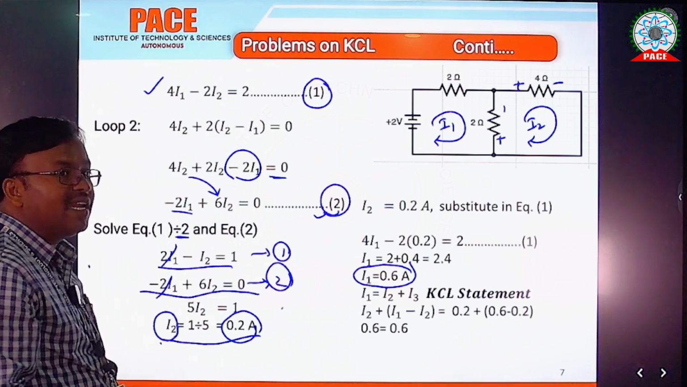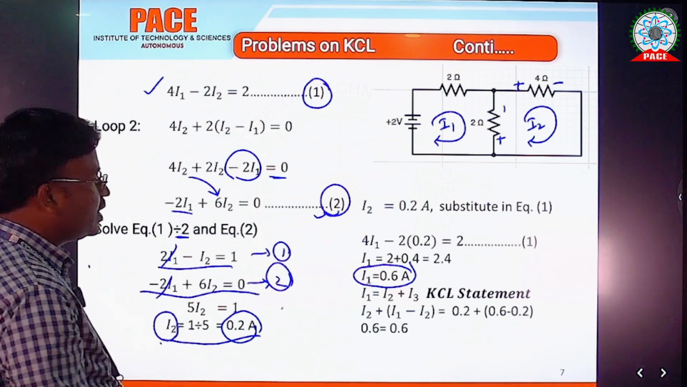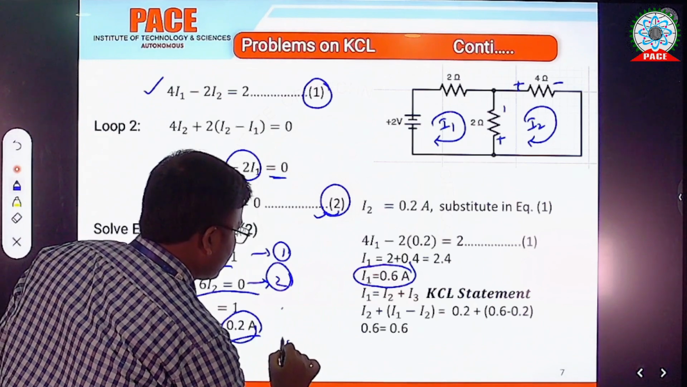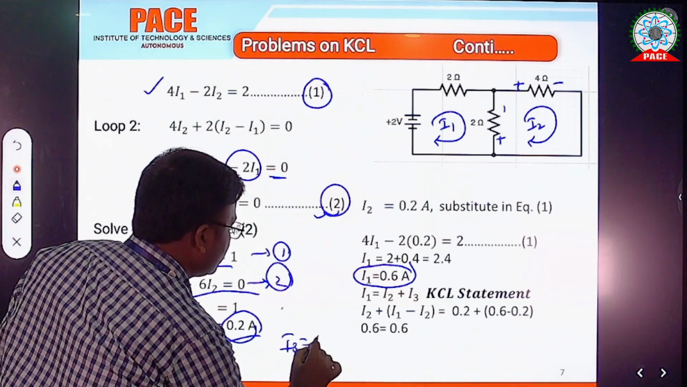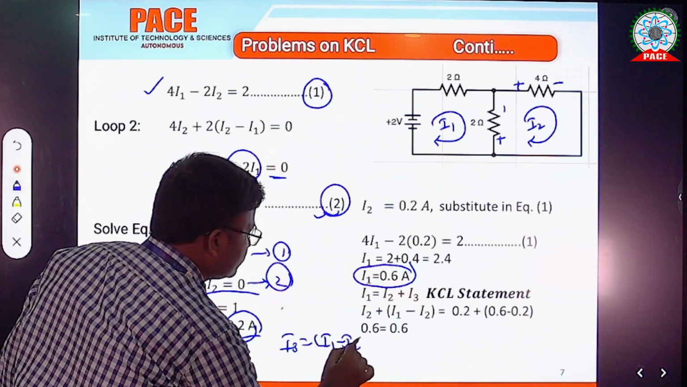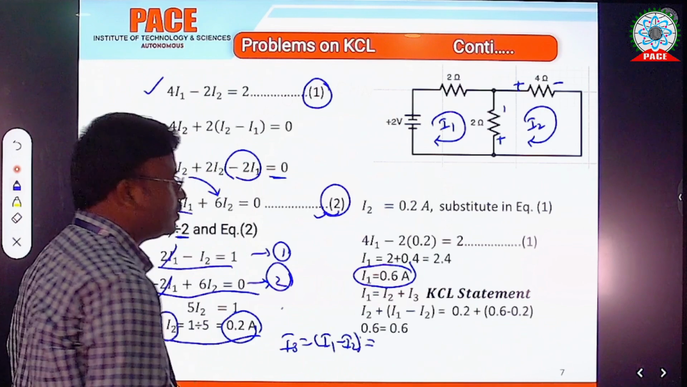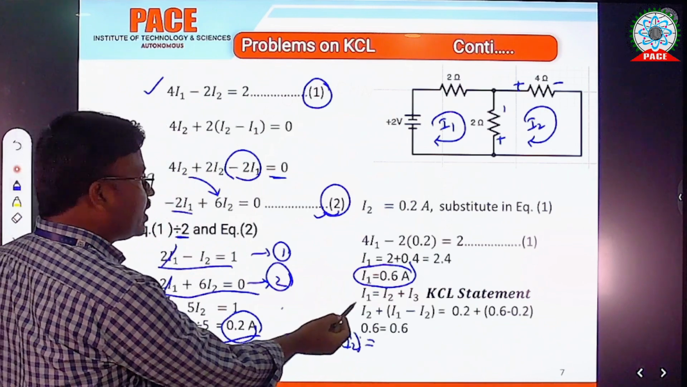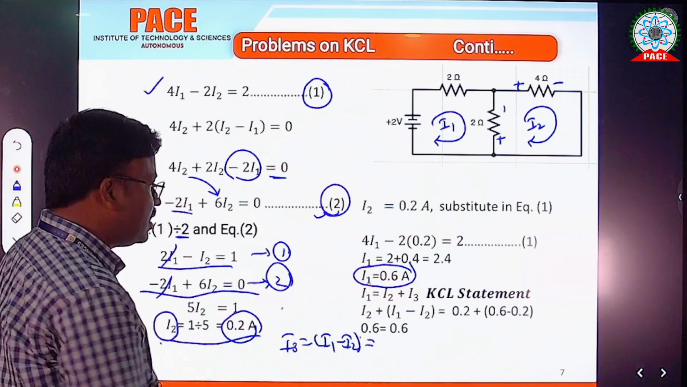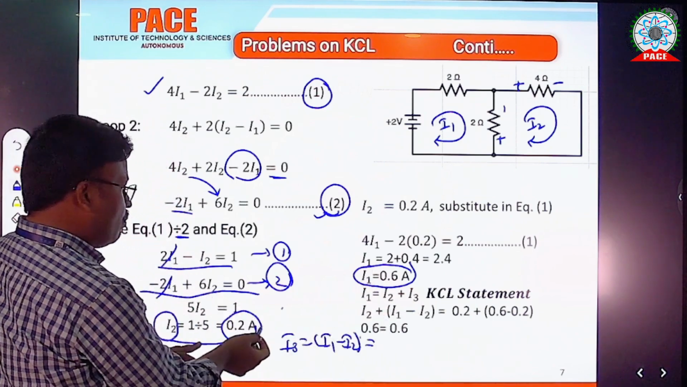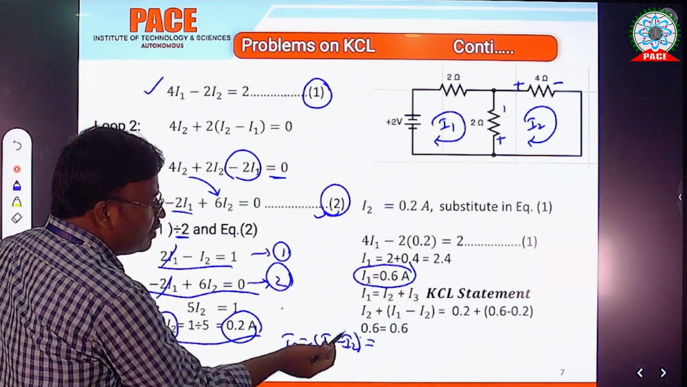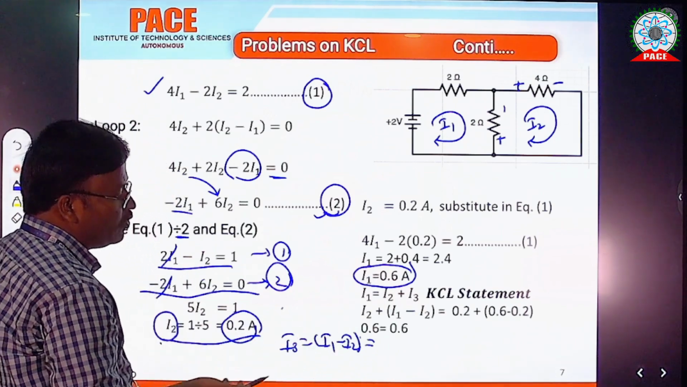What is I3? I3 equal to I1 minus I2. So what is the I1 we got here? 0.6. I1 is 0.6 minus I2, which we got as 0.2. If we subtract I1 minus I2, we will get I3 as 0.4. 0.4 we got from this equation.